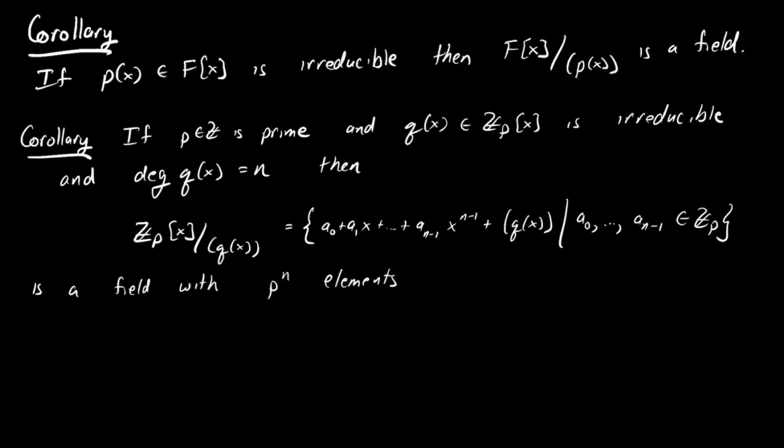Why does it have P to the n elements? Well, if you look at what the cosets here look like, what the elements of this ring look like, I have p choices for a0, right? I can choose a0 to be 0, 1, 2, all the way up to p minus 1, because I'm working in Z mod p. I have p choices for a1, I have p choices for a2, and so on, and I have p choices for a n minus 1. So I have n spots to fill, and I have p choices for each slot, so that gives me p to the n elements. This is kind of neat, because now I can construct a field with p to the n elements if I can find an irreducible polynomial in ZP bracket x.